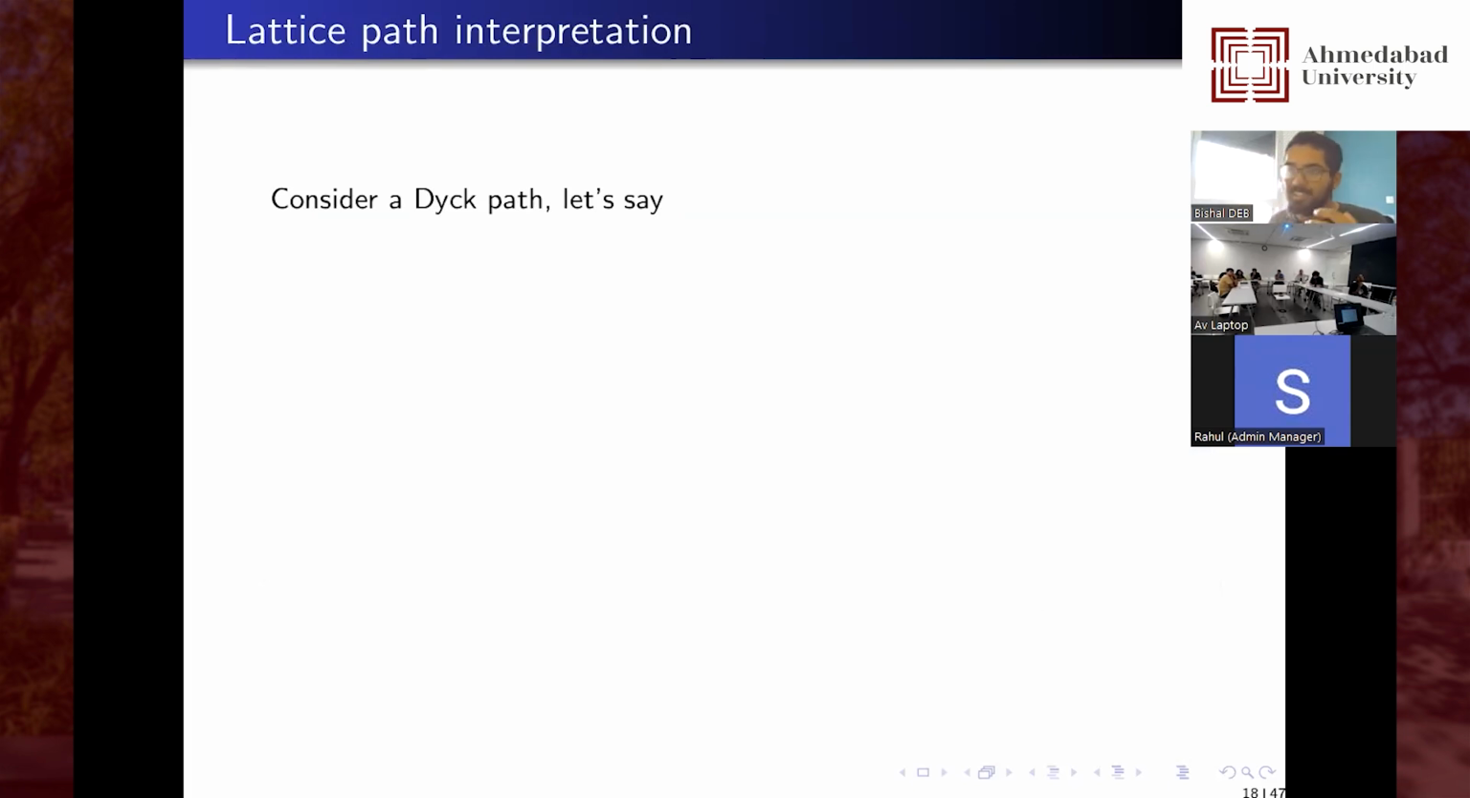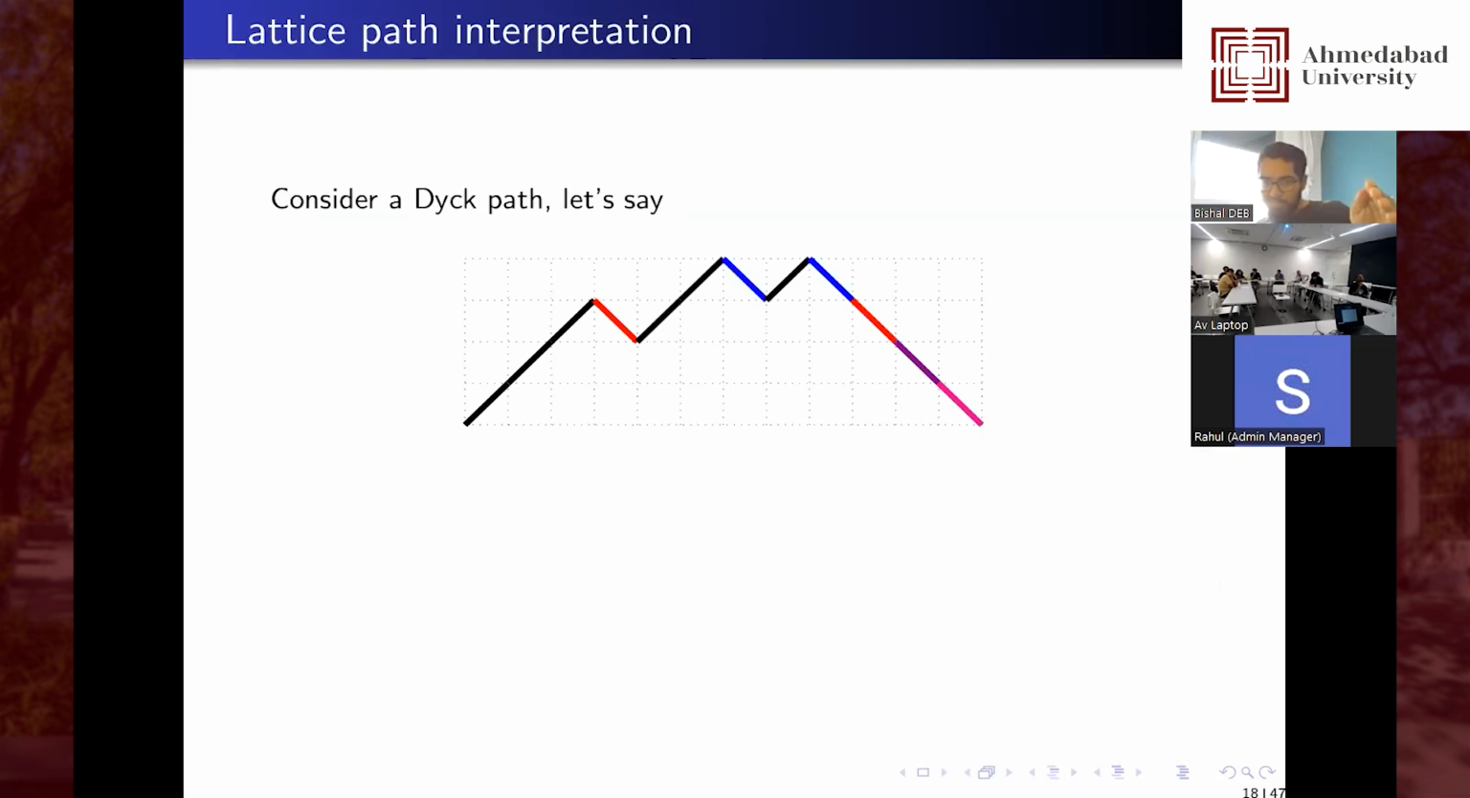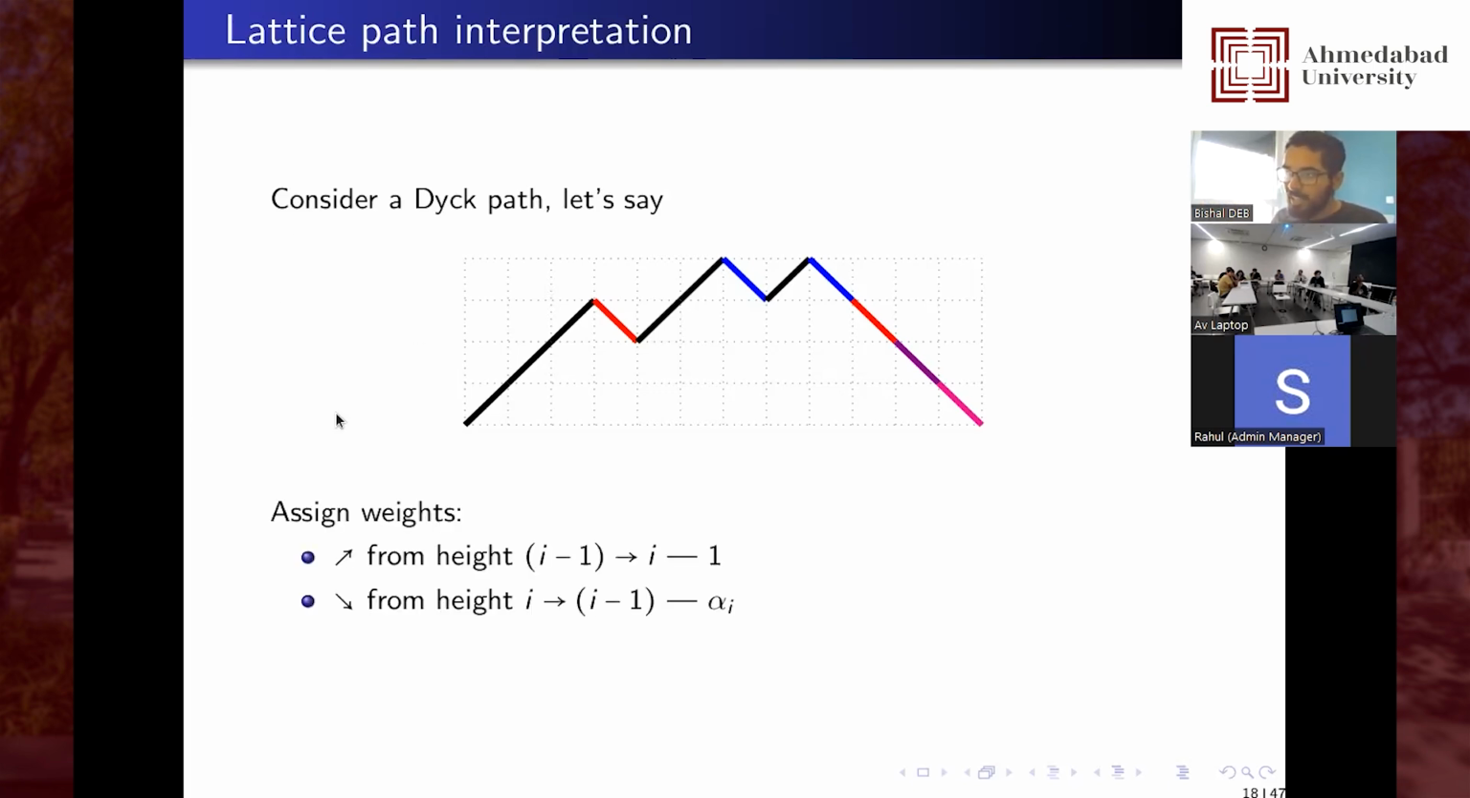So first, let's consider a Dyck path. These are paths which start at the origin (0,0) and end again on the x-axis, and you go either northeast (1,1) or southeast (1,-1). The total number of Dyck paths of length 2n is the Catalan number. Now I assign weights to the steps. Whenever I have an up step going from height i minus 1 to height i, I give it weight 1. And whenever I have a down step, I give it weight alpha i.